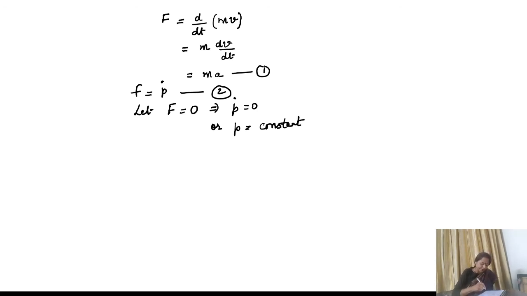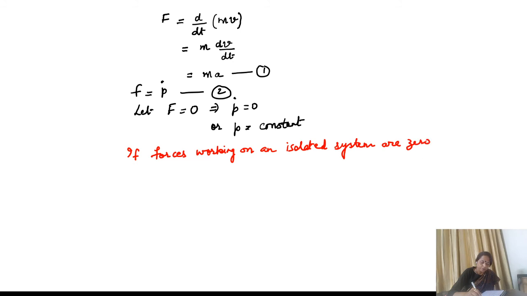So it gives us one result. What is the result? If forces working on an isolated system are 0, then momentum, rather linear momentum, is conserved.